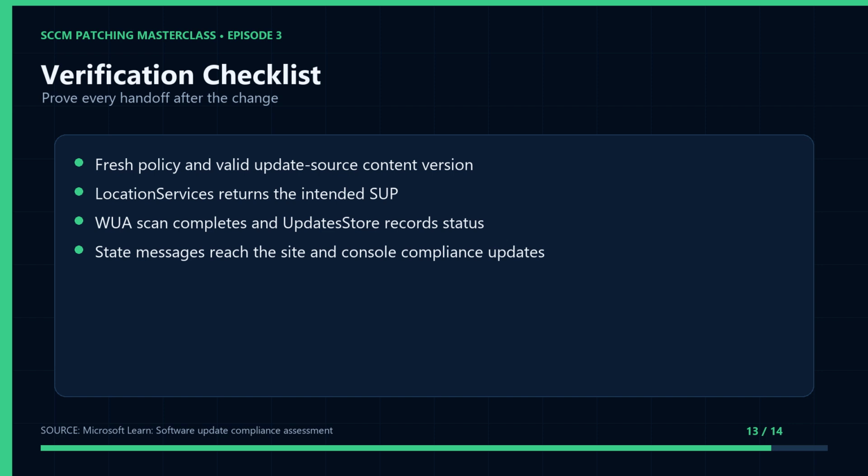Document the exact root cause, the smallest change, before and after evidence, the owner, and the preventive control. Do not close the incident after only one green WUAHandler line.